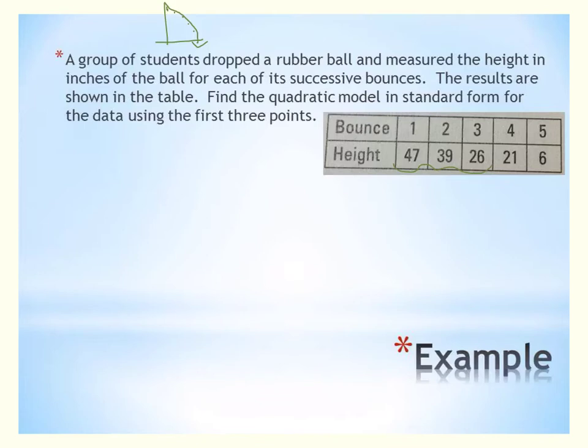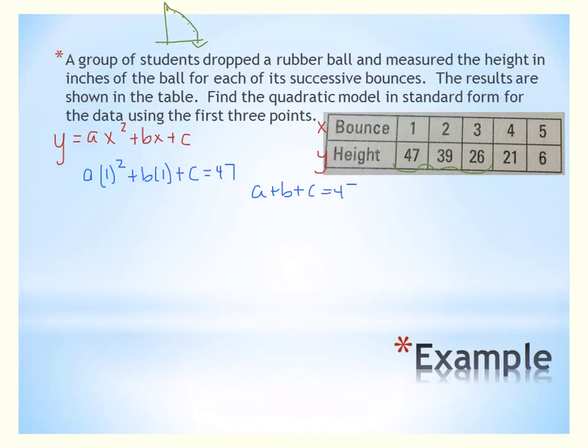And so remember I said on that last slide that we're going to use our equation, y equals ax squared plus bx plus c. And so bounce is going to be x, height is going to be y. So our first equation is going to be, and I'm going to switch it around and put the equals at the end, a times 1 squared plus b times 1 plus c equals 47. Otherwise known as a plus b plus c equals 47.